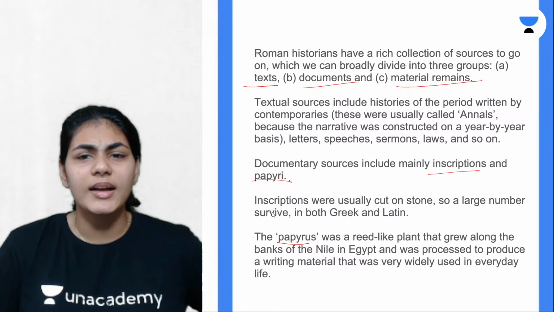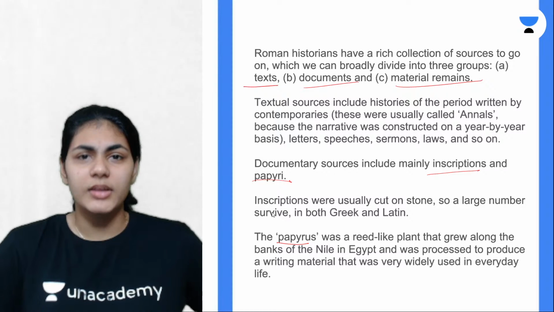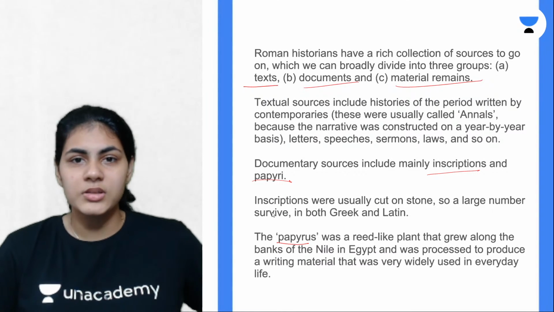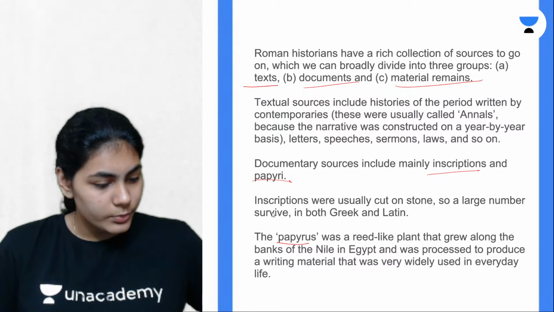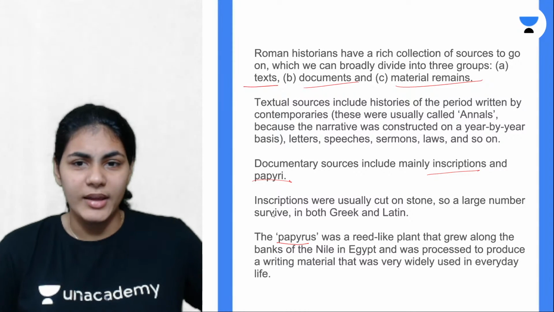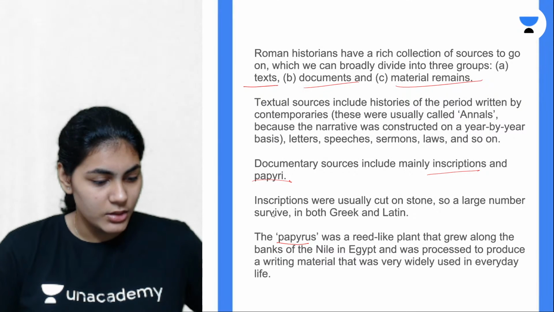Any questions still here, guys? I mean, it's fairly simple. We've just dealt with the introduction, and we've talked about two of the major important sources, which are texts and documents, right? So we still have another source to deal with, which is material remains. But before going ahead, if you all have any questions, just ask me in the chat box.